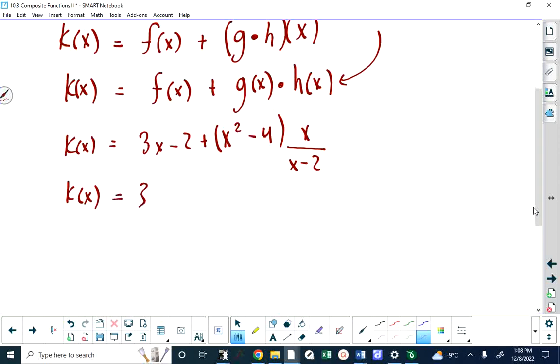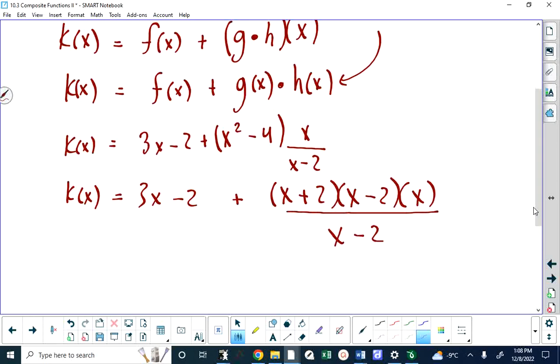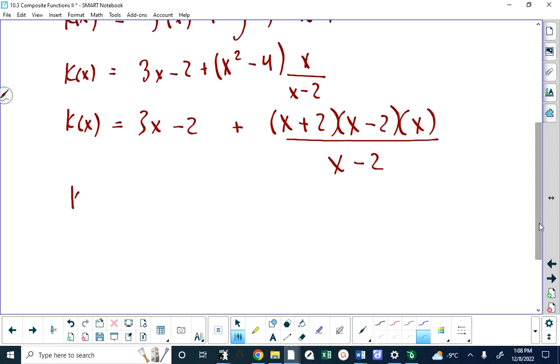k of x is equal to 3x minus 2 plus x plus 2 times x minus 2 times x over x minus 2. When I'm multiplying a fraction, I can just put the entire denominator over the whole product. The x minus 2's cancel, and I'm left with k of x is equal to 3x minus 2. Again, these cancel. Then I have plus x plus 2 times x.